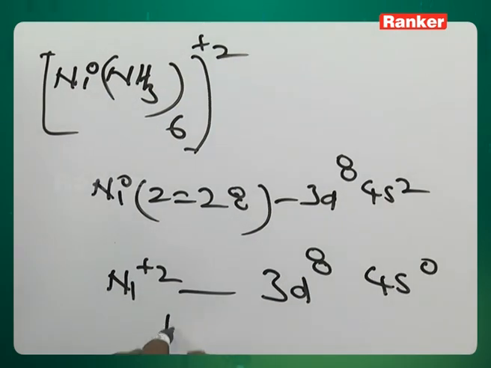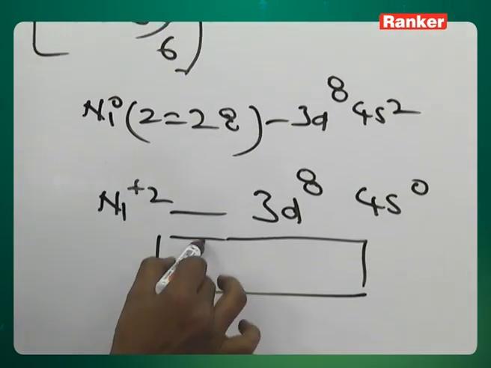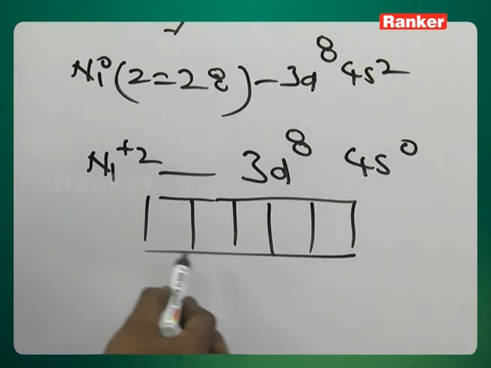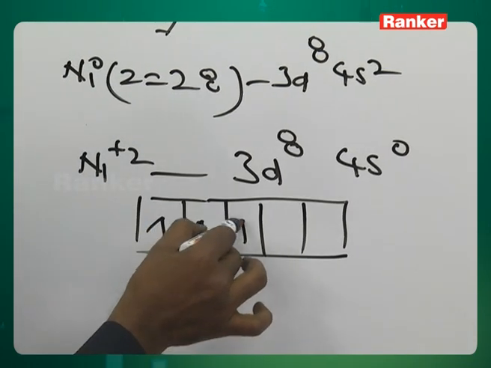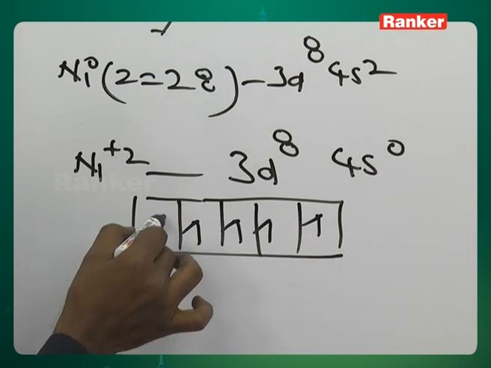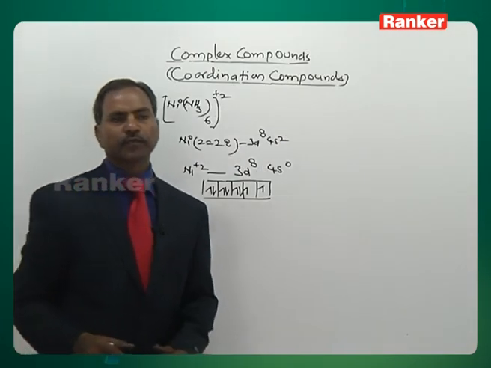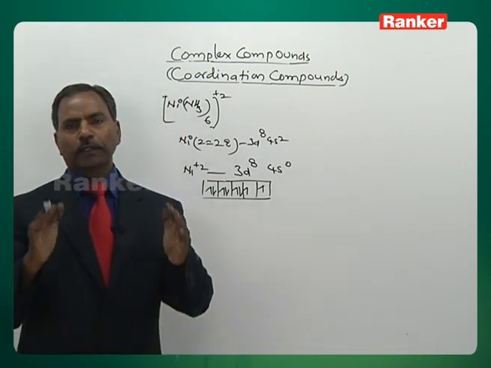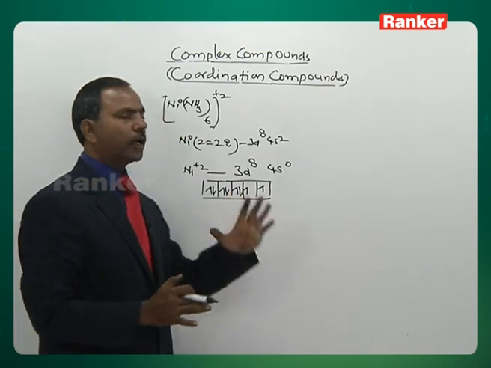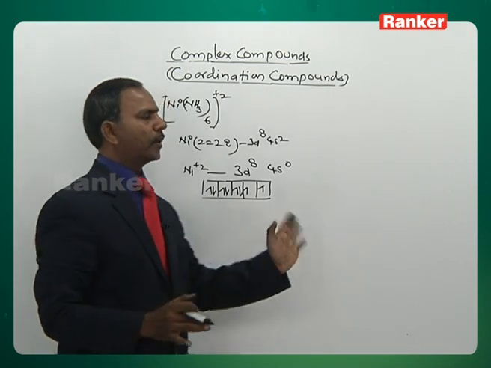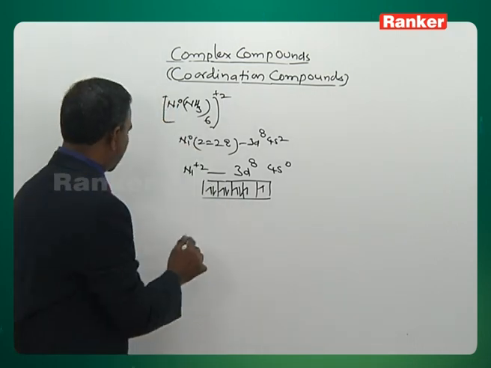4s0. The arrangement of 8 electrons in the d orbitals: 1, 2, 3, 4, 5, 6th electron, 7th electron, 8th electron. This is the arrangement of electrons in 3d8 configuration for nickel plus 2 in the free metal ion. Now let us write the complex.